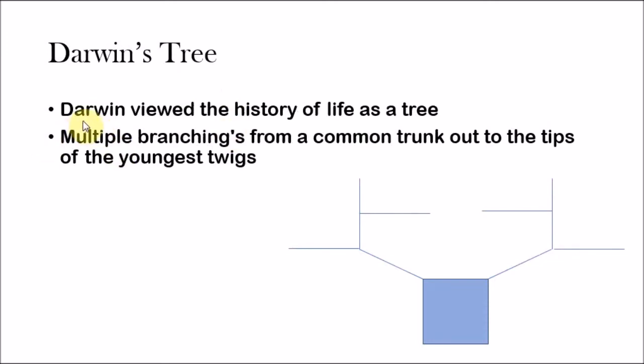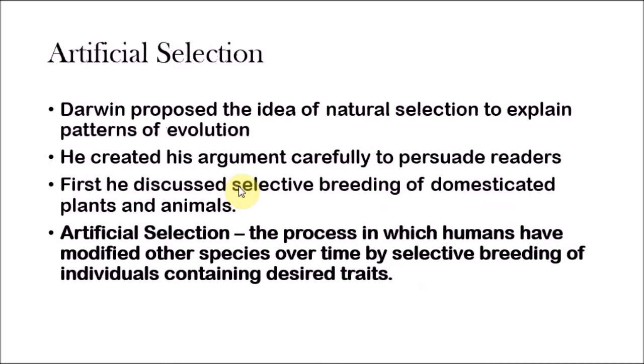So just to get further into this origin of life idea here, Darwin viewed the history of life as a tree. So basically you have a common ancestor here, and then you see organisms and species branching off with different traits because of descent with modification. Kind of like a tree with multiple branchings coming from a common trunk out to the tips of the youngest twigs.